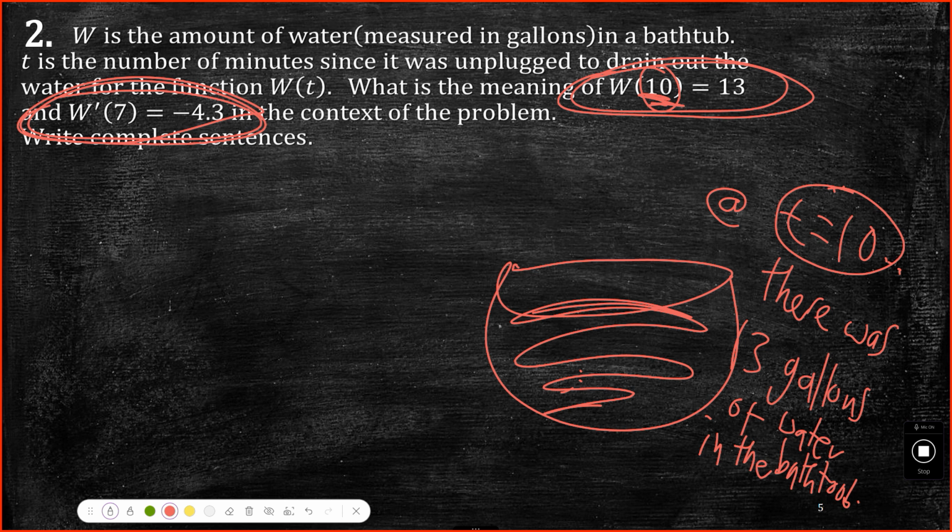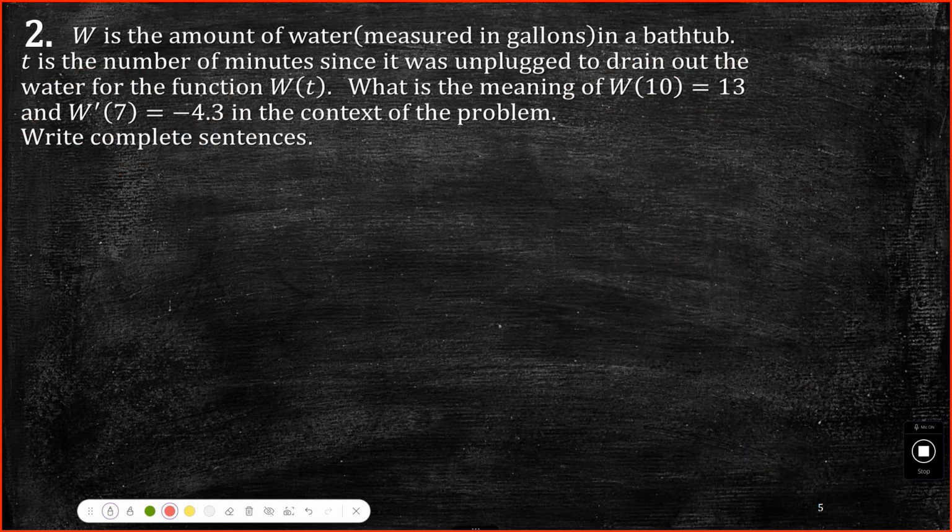Whereas this one here says that at T equal to 7, the rate of change of the water draining from the bathtub is negative 4.3. And negative is because it's draining, it's losing water. So this second one is a rate, whereas this is giving you an amount at any given time, which the time is 10.